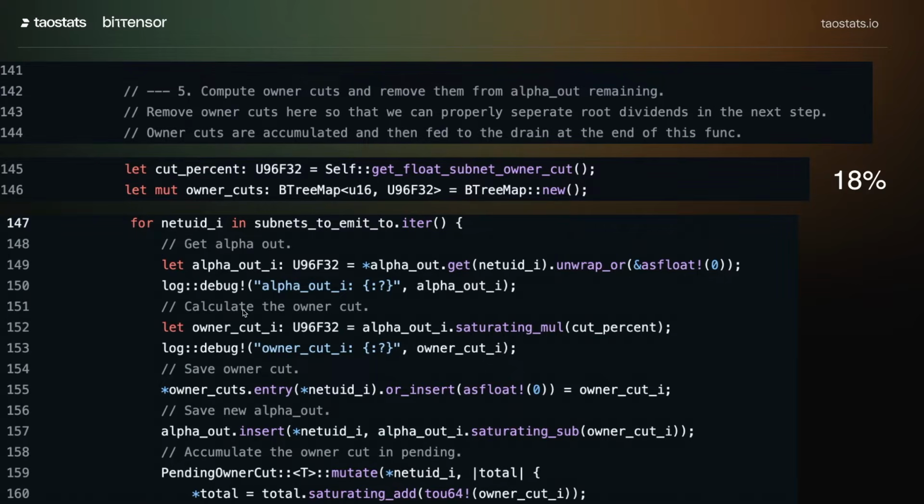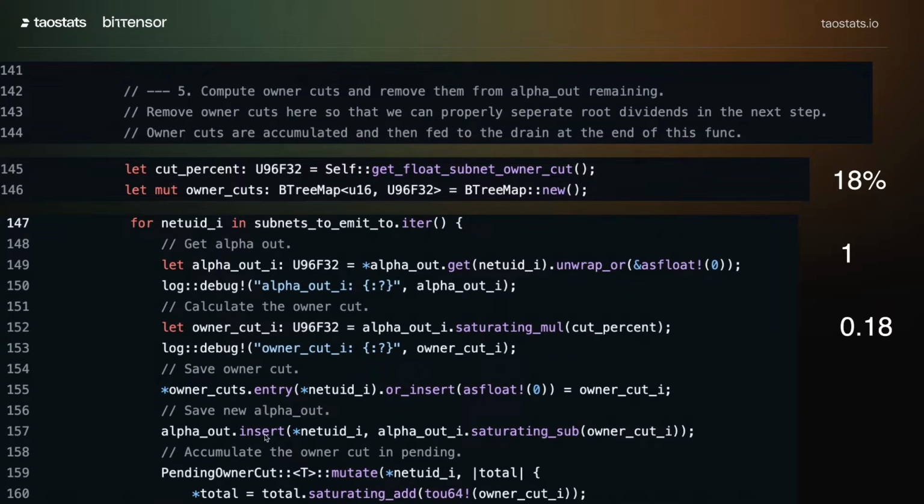And we calculate the owner cut. The owner cut is alpha out, again, 1 times 0.18. So we get that 0.18 here, and we save that into the owner cuts. And then we have a new alpha out.